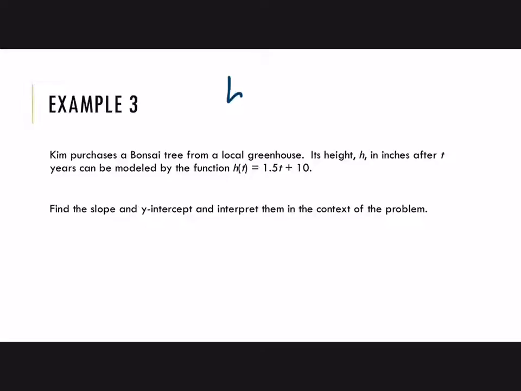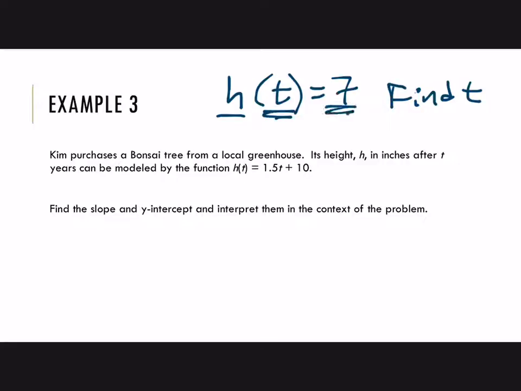So if we had something like h of 3 equals, that would mean the tree's height after 3 years is a certain value. Or another question we could ask, if you're given h of t equals 7 and asked to find t, then this is saying that the height of the tree after t years is 7 inches, and we're supposed to find the number of years after which the tree is 7 inches tall.